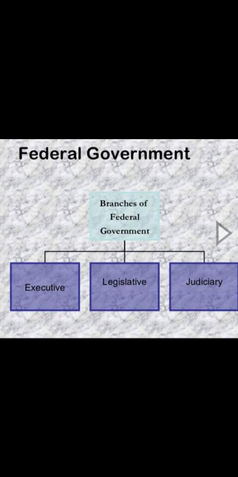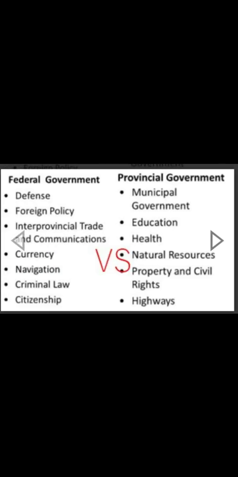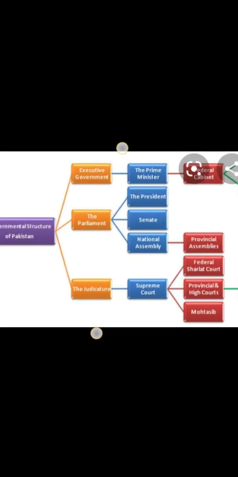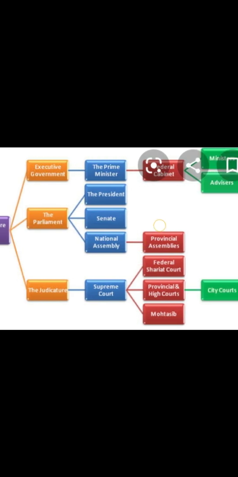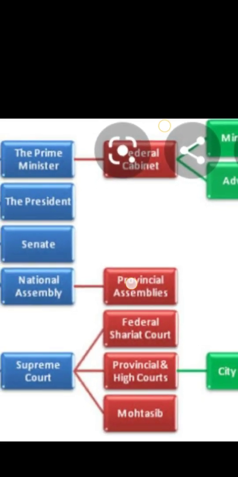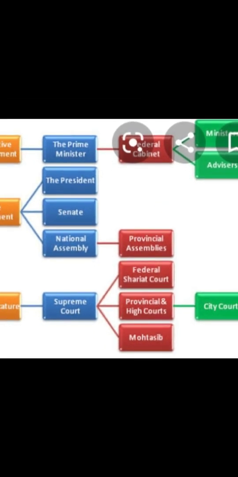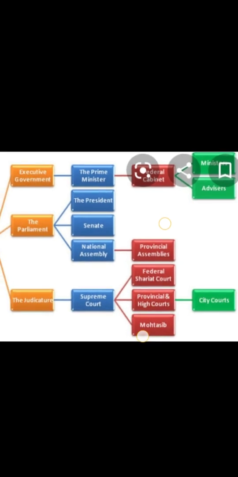So the federal government only looks after finance, defense, and communication. Then the provincial governments have their own responsibilities, implementing the budget which the federal government gives to the provinces. Here you can see the government structure of Pakistan. We have 3 types: executive, which includes the prime minister. With the prime minister, there is a cabinet. More than 30 cabinet members work with the prime minister. There are different ministers, like minister of health, minister of education, minister of defense, and many more.